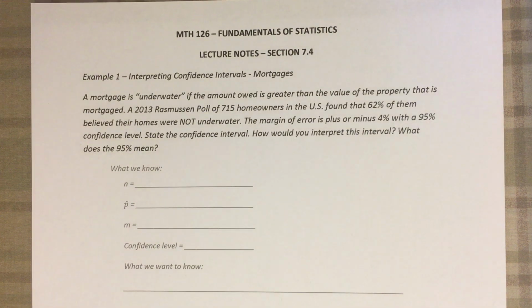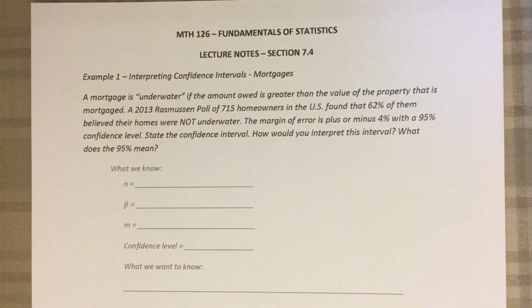A mortgage is underwater if the amount owed is greater than the value of the property that is mortgaged. A 2013 Rasmussen poll of 715 homeowners in the United States found that 62% of them believed their homes were not underwater. The margin of error is plus or minus 4% with a 95% confidence level. We're going to start by stating our confidence interval, then interpret this interval and also explain what the 95% means.